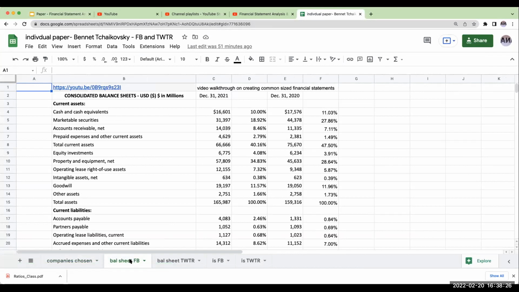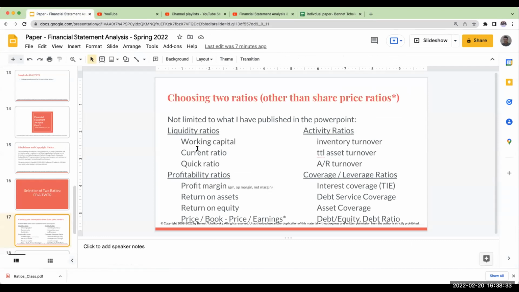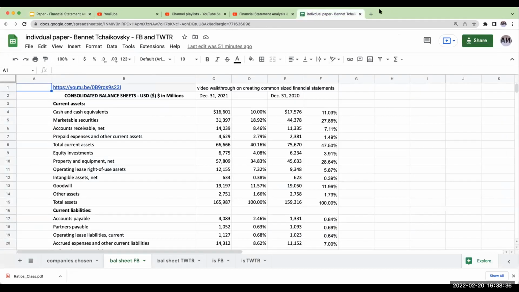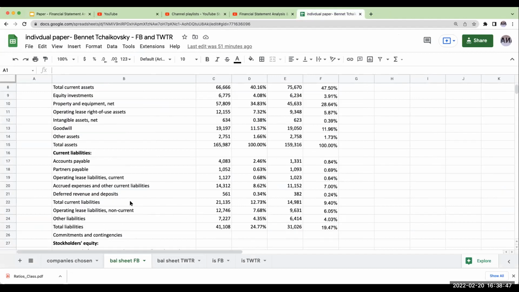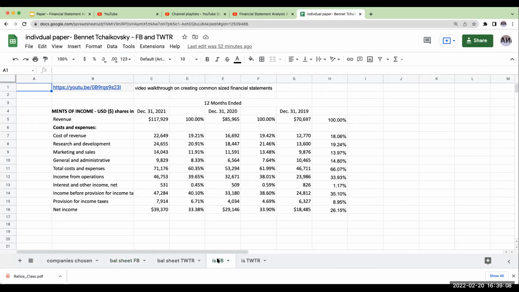So when it comes to Meta Platforms, or Facebook, do I worry about whether they're going to be able to make their payments on their debt? Well, Facebook has roughly about 41 billion of liabilities, and just in terms of their current assets alone, they have about 66 billion. So with Facebook, I'm not really as concerned with their liquidity. Facebook is also very profitable.